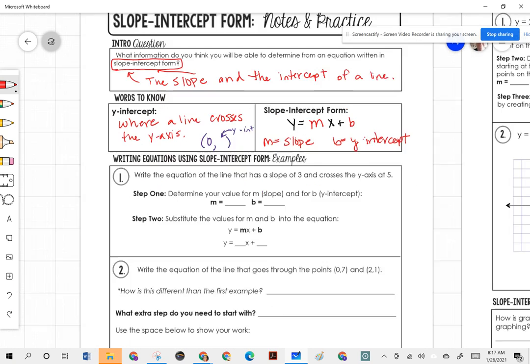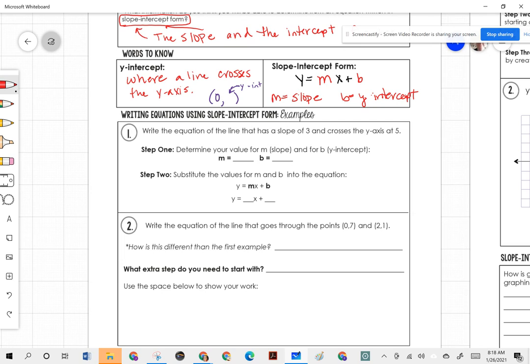Okay, so now let's take a look at number 1. Write the equation of a line that has a slope of 3 and crosses the y-axis at 5. So the first thing we want to do is determine the value for the slope and the y-intercept. So slope is 3, slope is the m, b is the y-intercept, and that is 5.